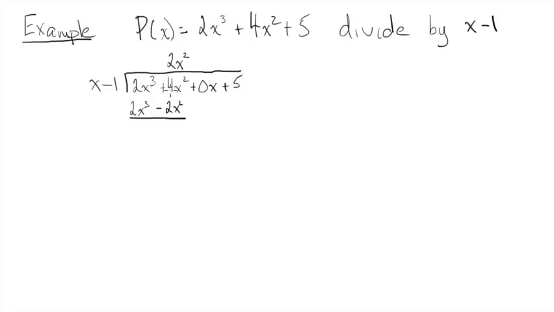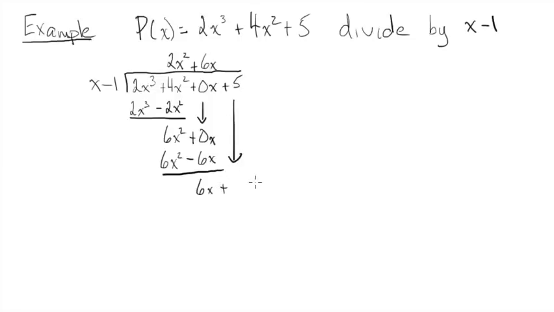Subtract these, you get 0. Subtract these, you get 6x squared. Bring down the next term, plus 0x. What times x gives us 6x squared? So the answer there would be 6x. 6x times x, 6x squared. 6x times negative 1, negative 6x. Subtract these, you get 0. Subtract these, you get 6x. Bring down the next term, positive 5.